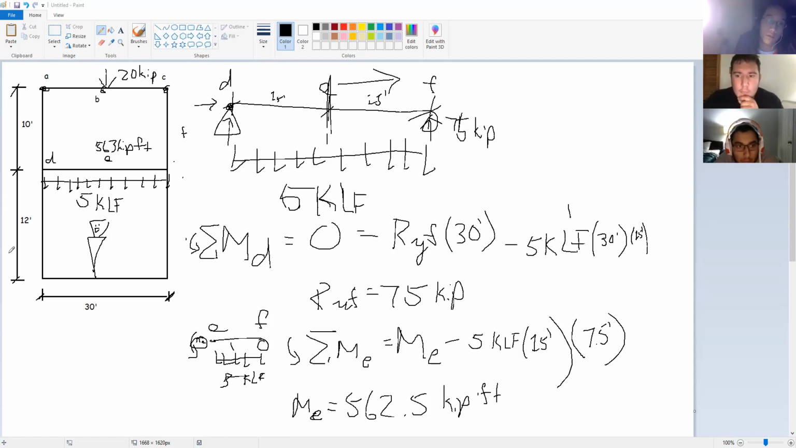So 563. If you remember, this one was negative 150 kip feet. So if you look up here, you have 150 kip feet, but down here on the second floor slab, you have 563 kip feet. That's almost 4 times the bending moment at B. It has to be around 4 times stronger in order to support this 5 KLF load.